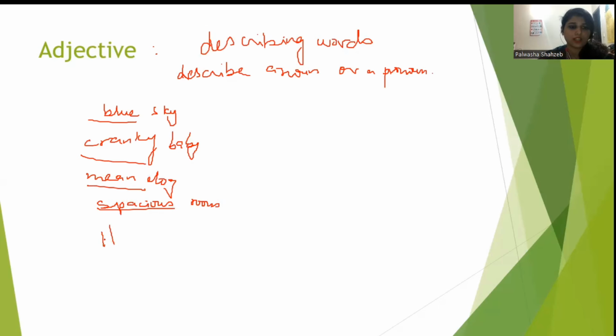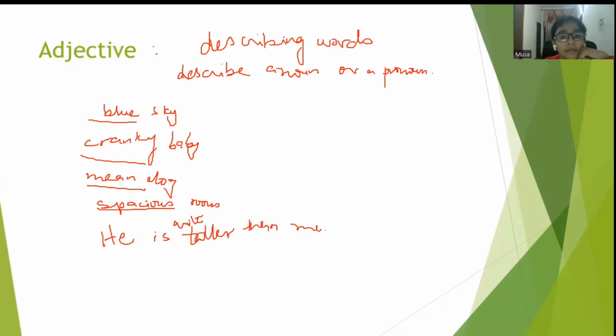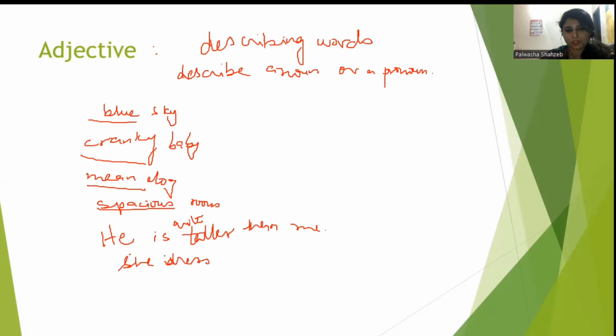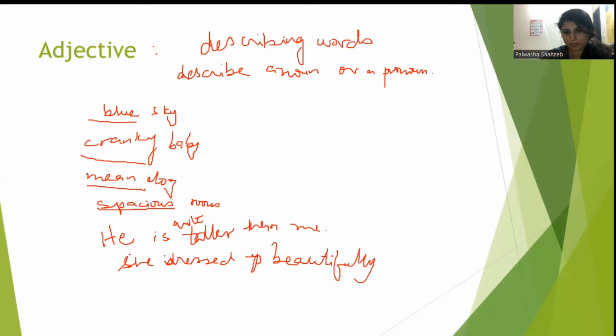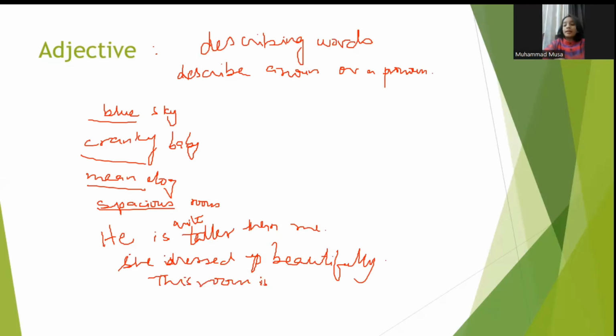Okay, so any sentence. He is so much taller than me. Yes, it's the degree of adjective. So of course we're going to use tall, taller, tallest. Taller is the comparative degree. He is quite taller than me. He is quite handsome. He's a handsome boy. She dressed up beautifully. She's looking beautiful. And this room is quite spacious.